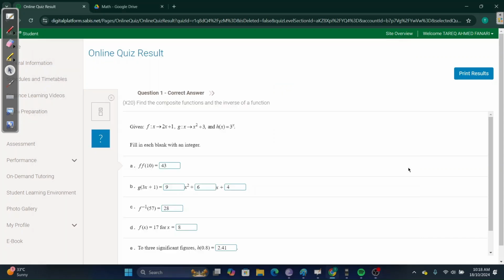Okay, so hey everyone, this is the week 9 math quiz. So let's start with question 1.